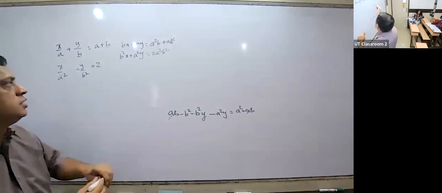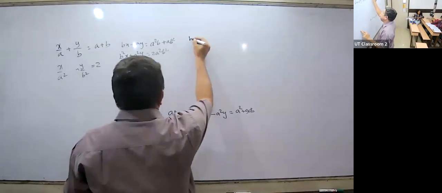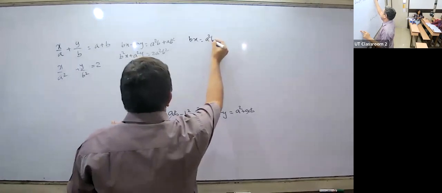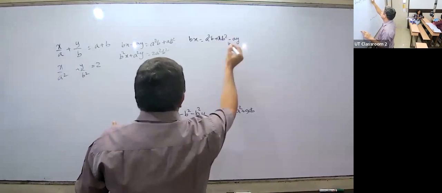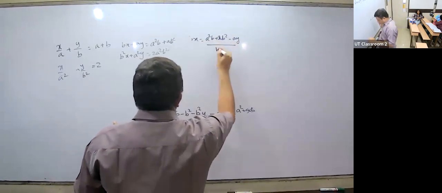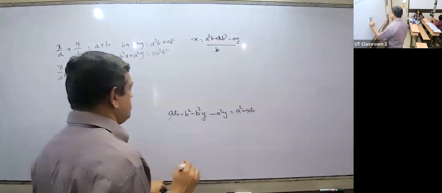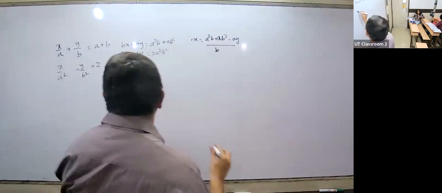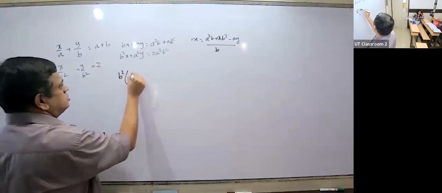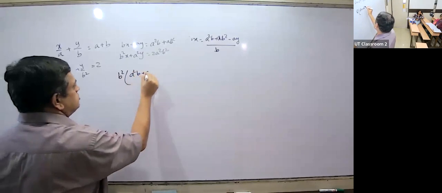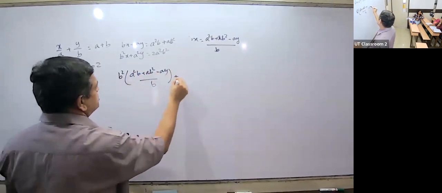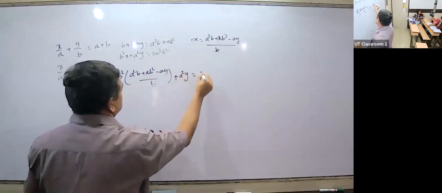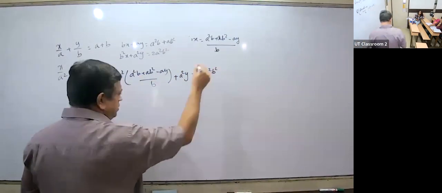Then find bx is equal to a square b plus ab square minus ay. So x will come divided by b. Are you following now? Replace it in the next equation: b square into (a square b plus ab square minus ay) upon b, plus a square y is equal to 2a square.